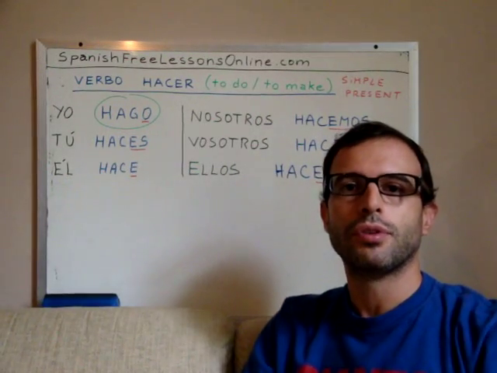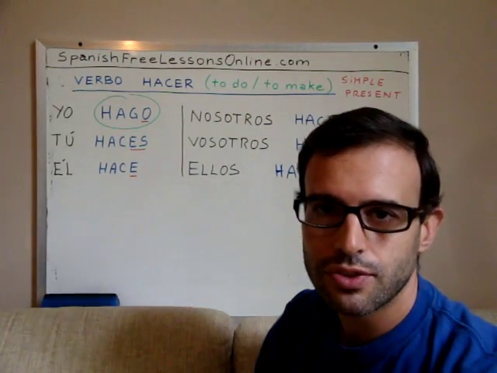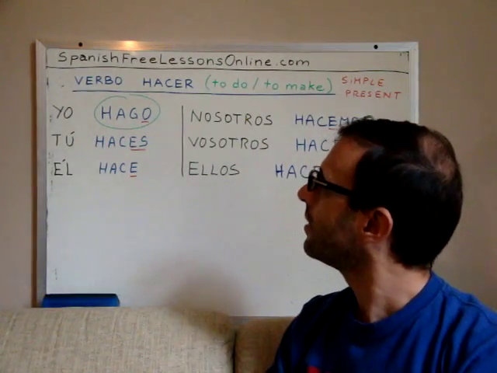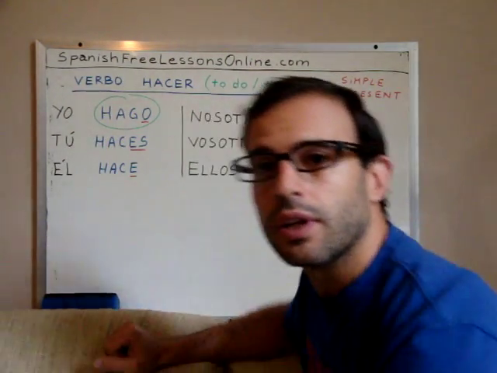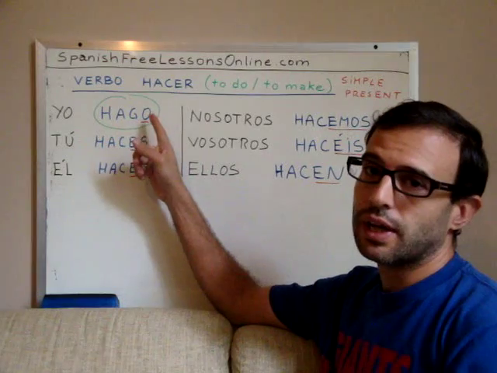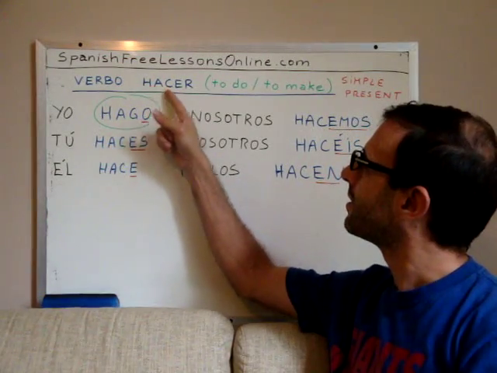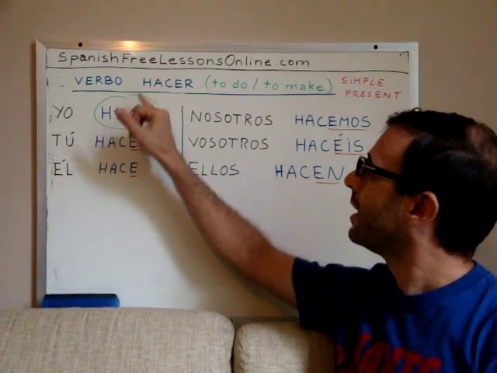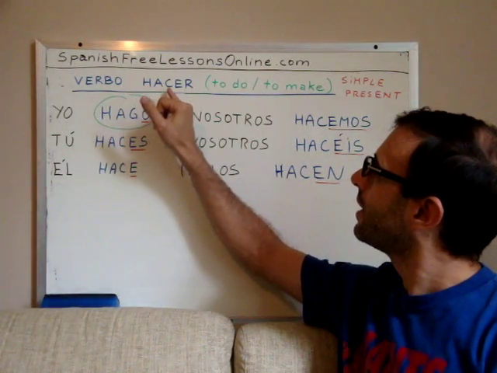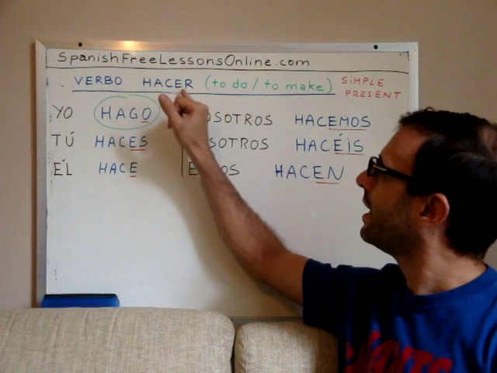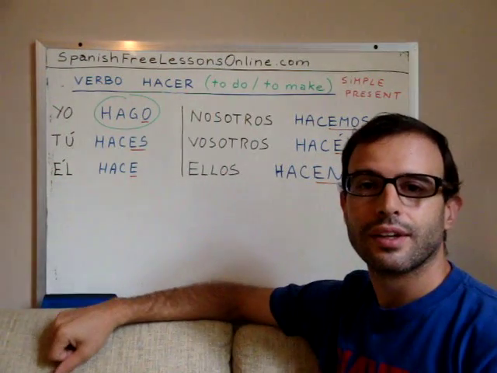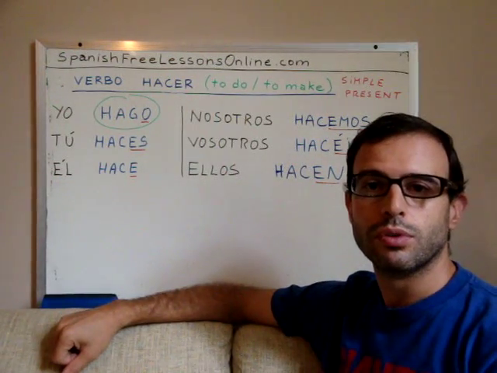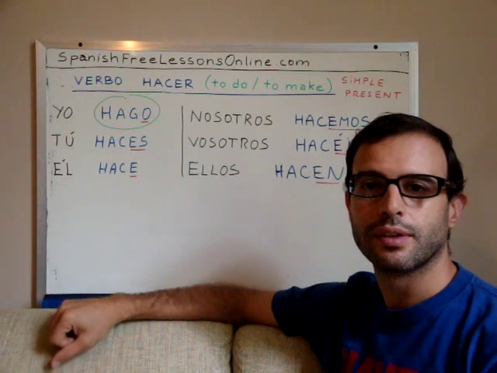This is our 41st Spanish lesson, and this time we will learn how to conjugate the verb hacer. The verb hacer, H-A-C-E-R, means to do or to make.